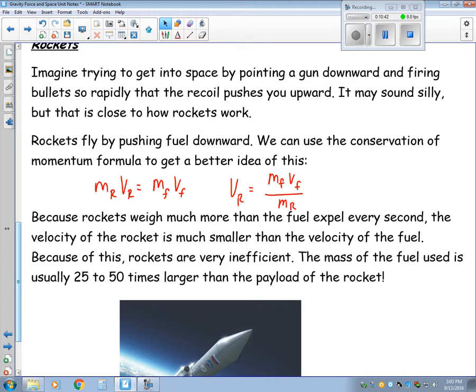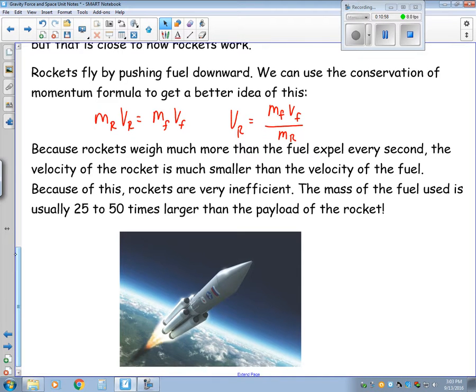So if I want to improve my rocket, I need to have fuel that has large mass, like large particles, or as a result of the explosion, I need to make sure that they have a very, very high velocity. Because of this, rockets are extremely inefficient. Roughly, the mass of the fuel itself is about 25 to 50 times larger than the payload of the rocket. And that's a huge problem that we have to overcome if we want to get to outer space more efficiently. Well, that concludes video 4 for this unit.